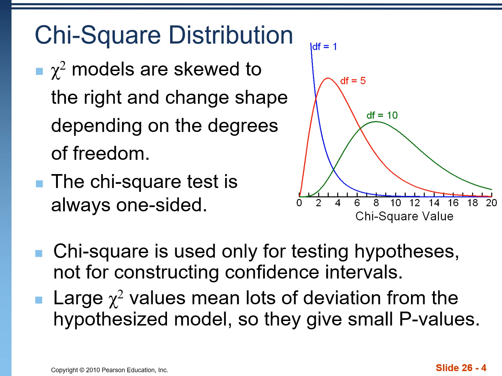The chi-square test is always one-sided. The smallest value we can get for a test statistic is 0. That's where the curve starts, and it just gets bigger from there. We only use this for hypothesis tests. We don't do confidence intervals. And since this starts at 0, small chi-square values mean that we have a little bit of variation in our data. Large means there's lots of deviation from our null hypothesis, that would give us small p-values and lead us to reject the null hypothesis.